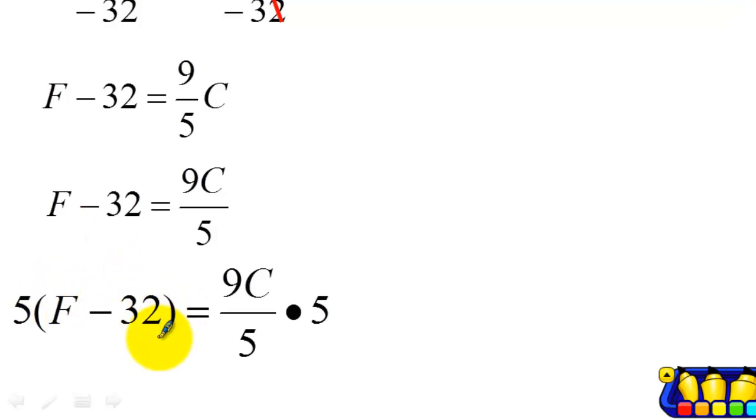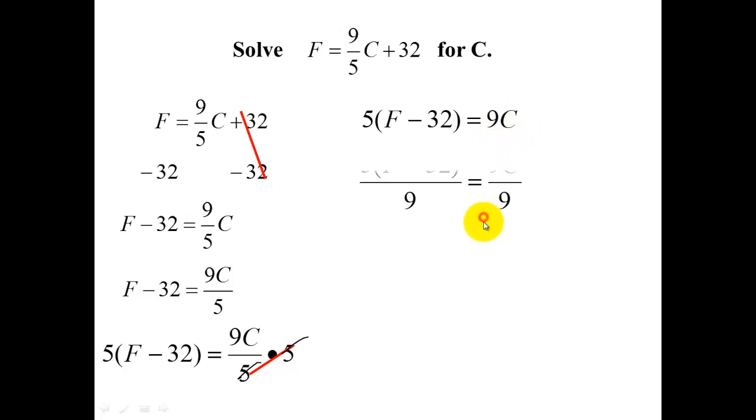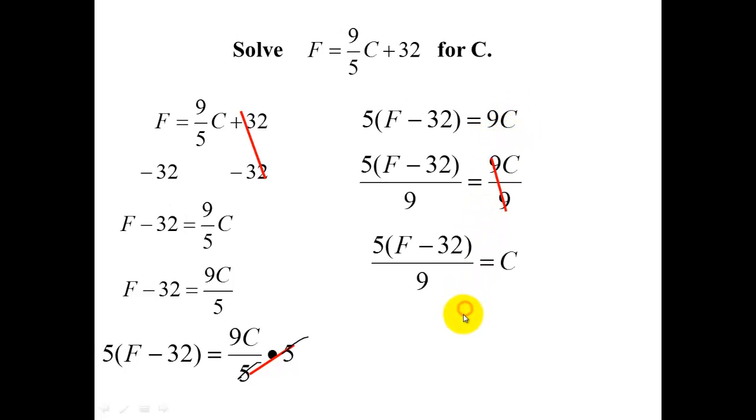When we multiply 5 to both sides, we have to make sure that everything here will be multiplied by 5. If we are not going to put the parentheses, it will just be the f that will be multiplied by 5. That's why it's very important for us to put the parentheses. Now we can cancel 5 and 5. Then, to get rid of 9, we need to divide 9 to both sides. And we'll end up getting 5 times f minus 32 over 9. Or, we can also write this as 5 over 9 times f minus 32.